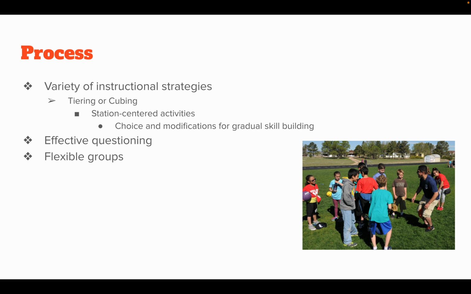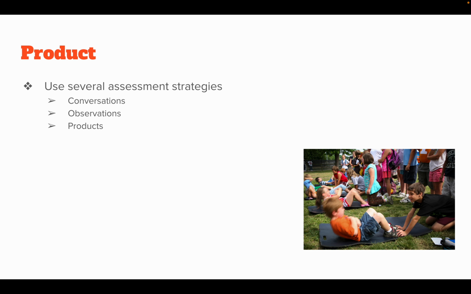Also effective questioning, and also flexible groups. So how you group your students and having the flexibility with who goes where. The next component is product, and this just breaks down. We're talking more about using several assessment strategies, and 3 of these examples would be conversations, observations, and products.